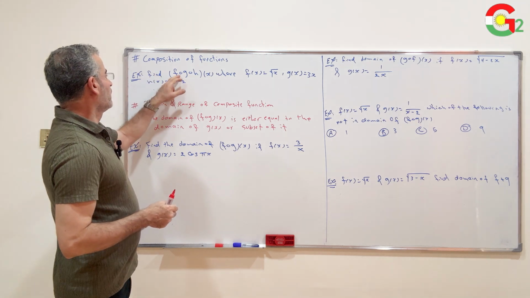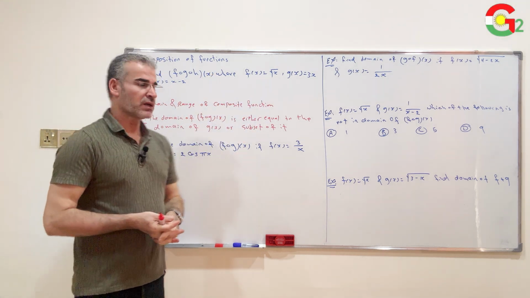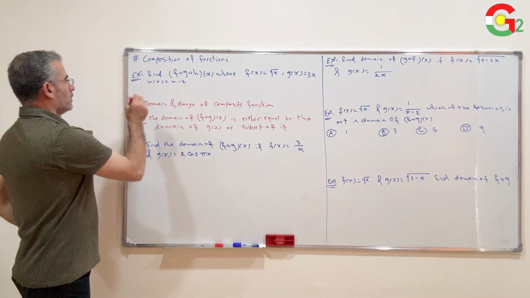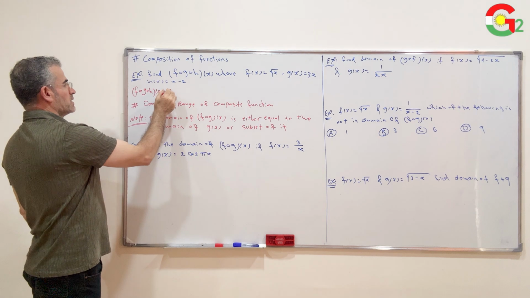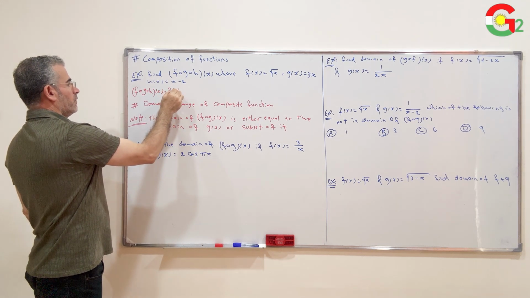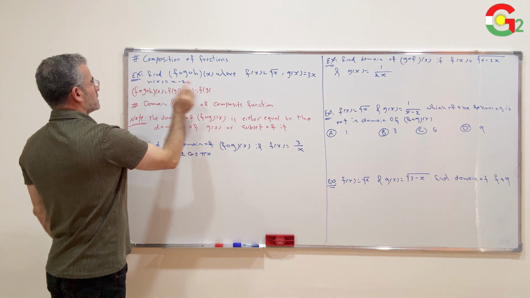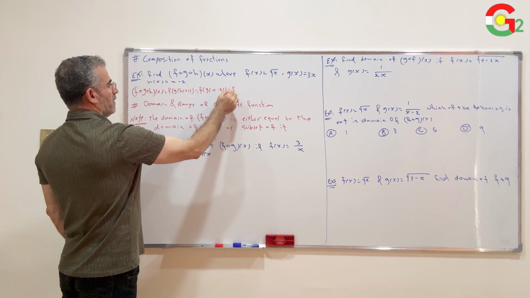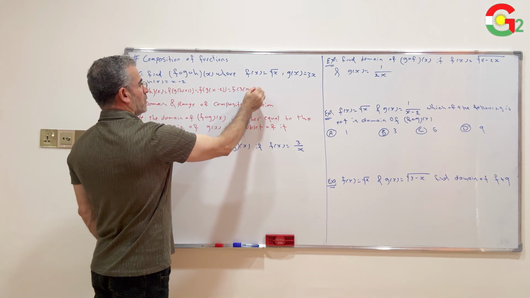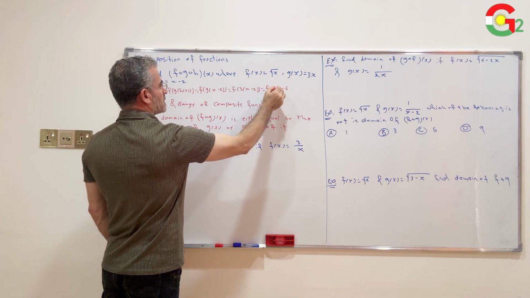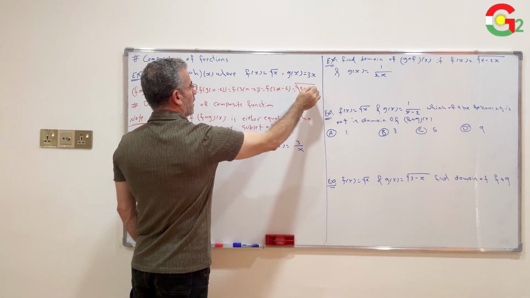Example: find f o g o h of x, where f of x equals square root x, g of x equals 3x, and h of x equals x minus 2. f o g o h of x, its definition is f of g of h of x, equal to f of g of x minus 2, which is 3 times x minus 2, equal to f of 3x minus 6, which is the square root of 3x minus 6.